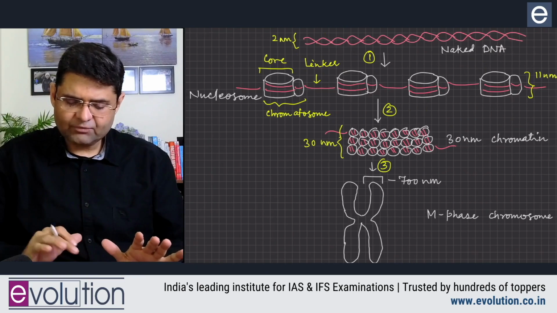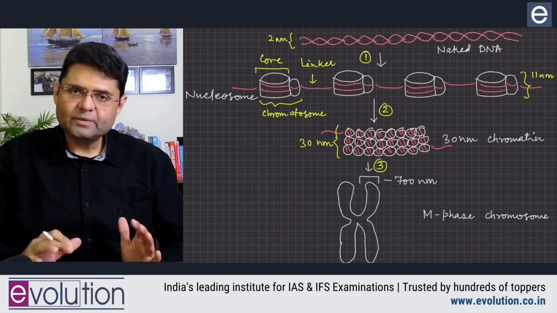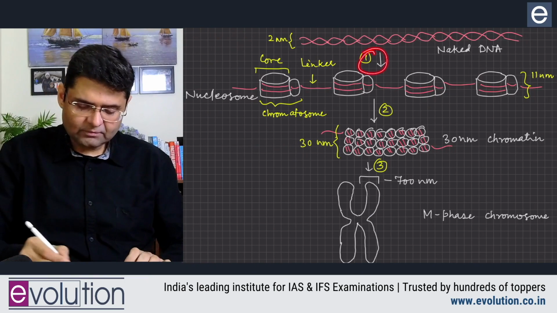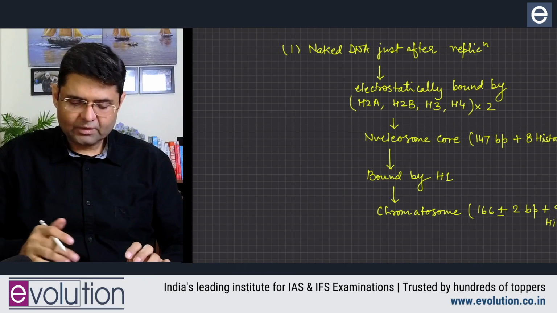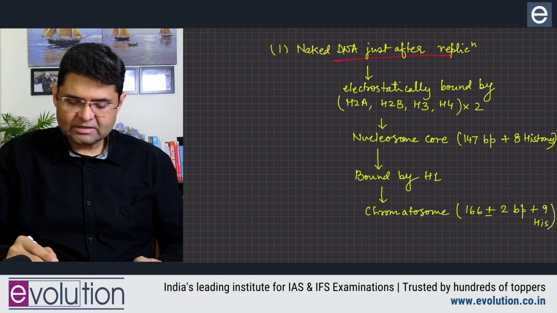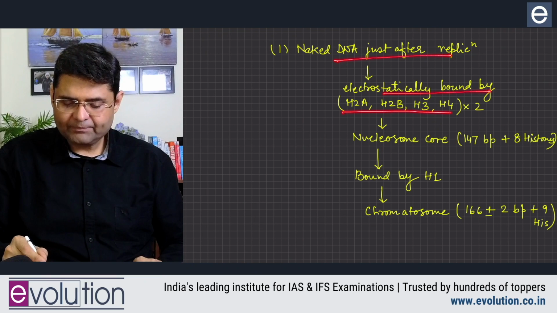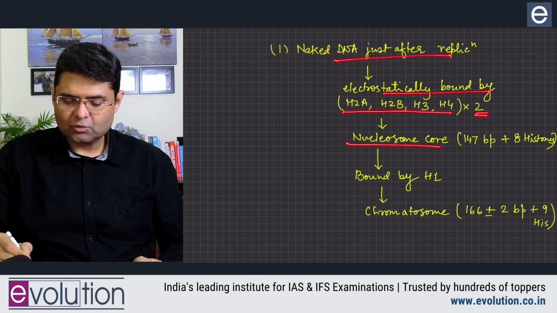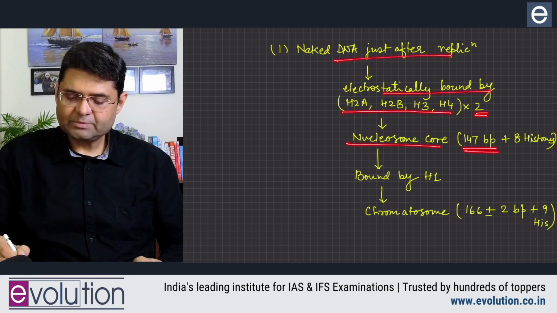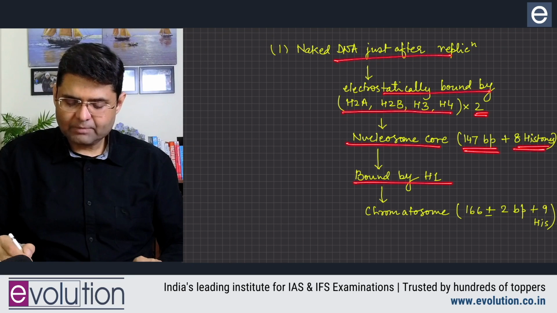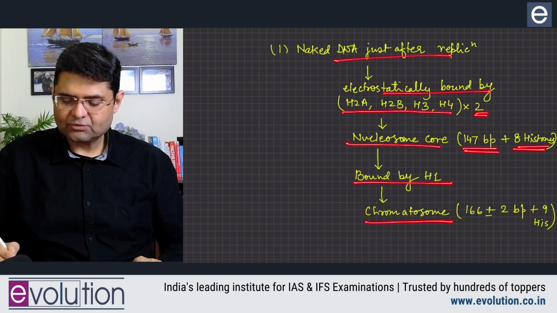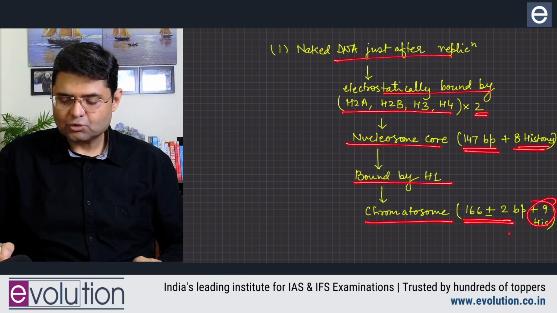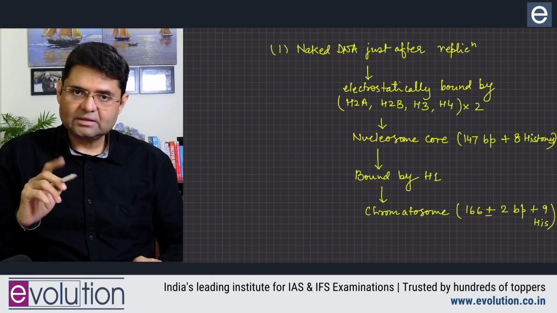Now if you have time, your answer should finish here, and after this you should be writing the conclusion, but if you have time, you can explain step 1, step 2 and step 3. So naked DNA just after replication, electrostatically bound by H2A, H2B, H3, H4, 2 copies of each, then that makes nucleosome core, 147 base pair of DNA, 8 histones, then bound by histone 1, then a chromatosome is formed, 166 plus minus 2 base pairs of DNA, and now histone 1 has come, so 9 histones. That is the nucleosomal level.